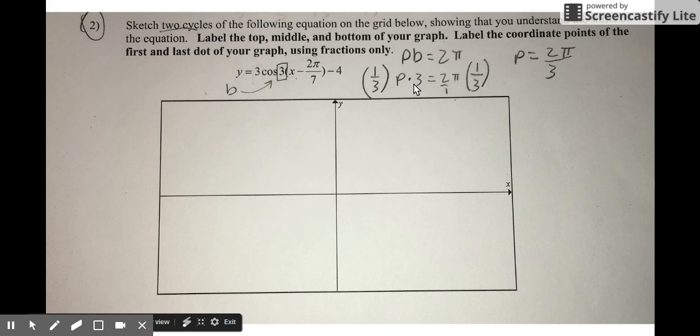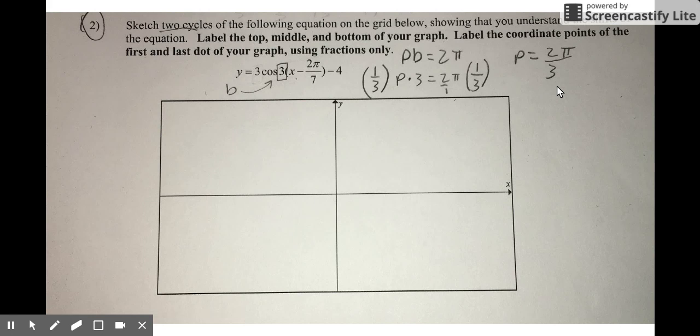In order to get rid of that 3, you're going to multiply by the reciprocal. I like to put 2 over 1 just to see, multiplying across the top and across the bottom. It's easier for me to see. So after that, you're going to get p equals 2 pi over 3. And so now you have the distance between your dot 1 and your dot 5 for your first cycle.